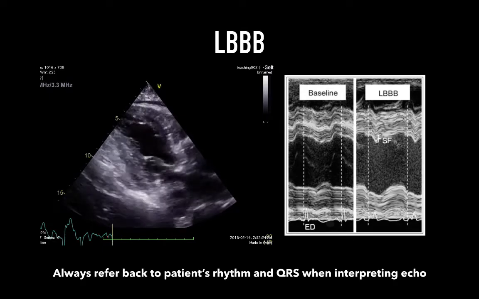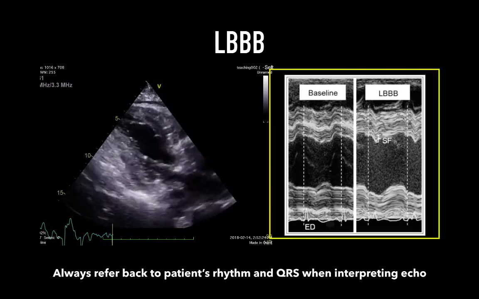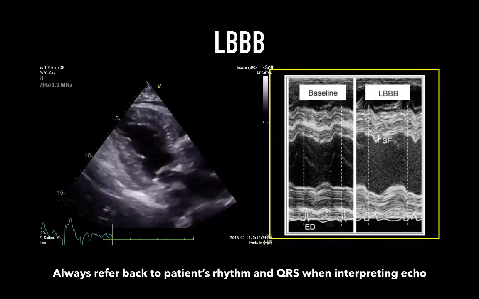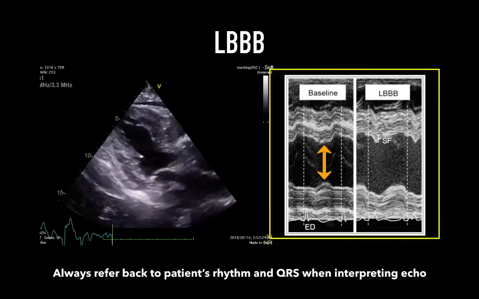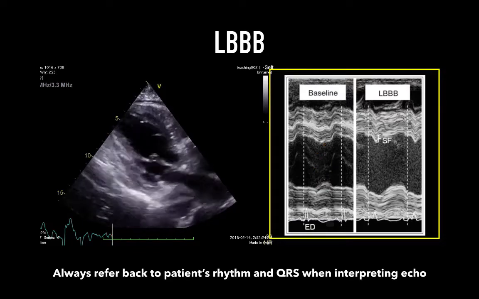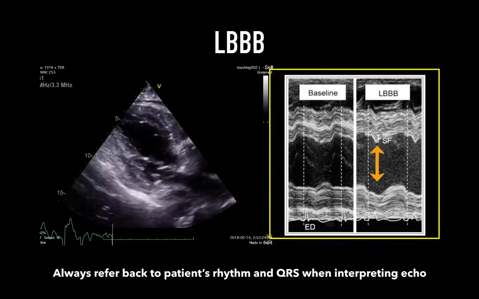Conduction abnormalities can cause significant echo abnormalities as well. Specifically for a left bundle branch block, you can see from the M mode of the LV cavity here that at baseline both the septum and inferior wall move at the same time, leading to a visible cavity decrease. In the left bundle branch block image on the right, the septum contracts much before the inferior wall, and it recoils back by the time the posterior wall contracts. This leads to inefficient contraction.